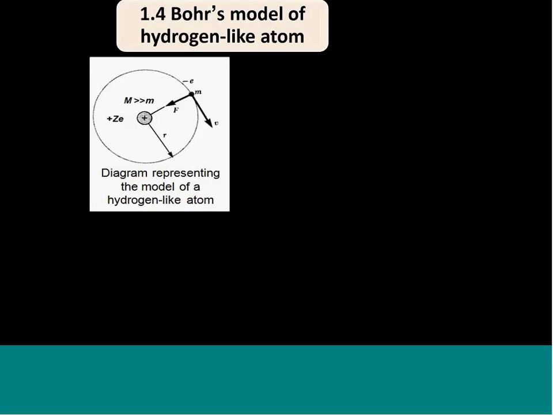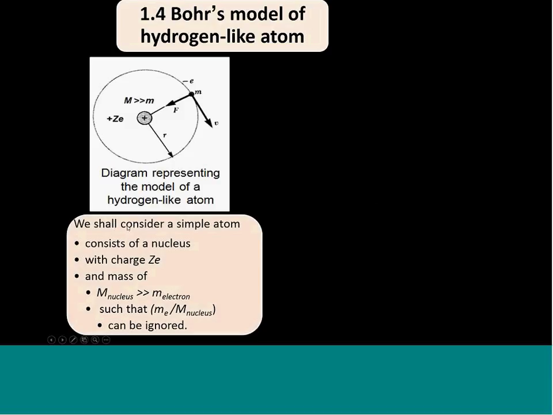So saya start 1.4 model. Okay. So yang ni kita dah tahu diagram representing the model of hydrogen-like atom. So let's say kita consider kita ada a simple atom consists of nucleus. So nucleus ni kat tengah ni. Ini charge positive Ze. Mass of nucleus ni adalah jauh besar daripada elektron. Okay. So there is a force attracting, yang saling menarik antara elektron dengan nukleus. We call Coulomb force.